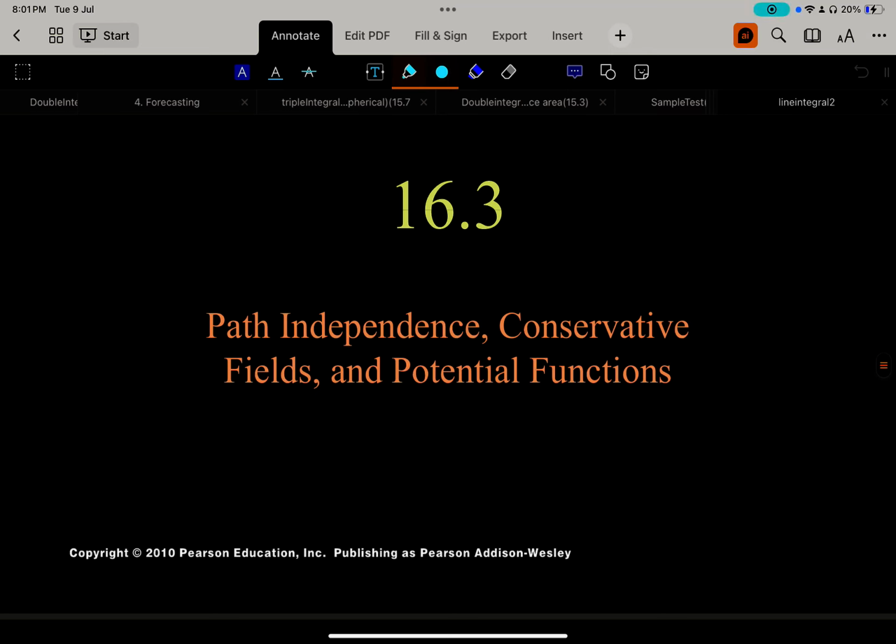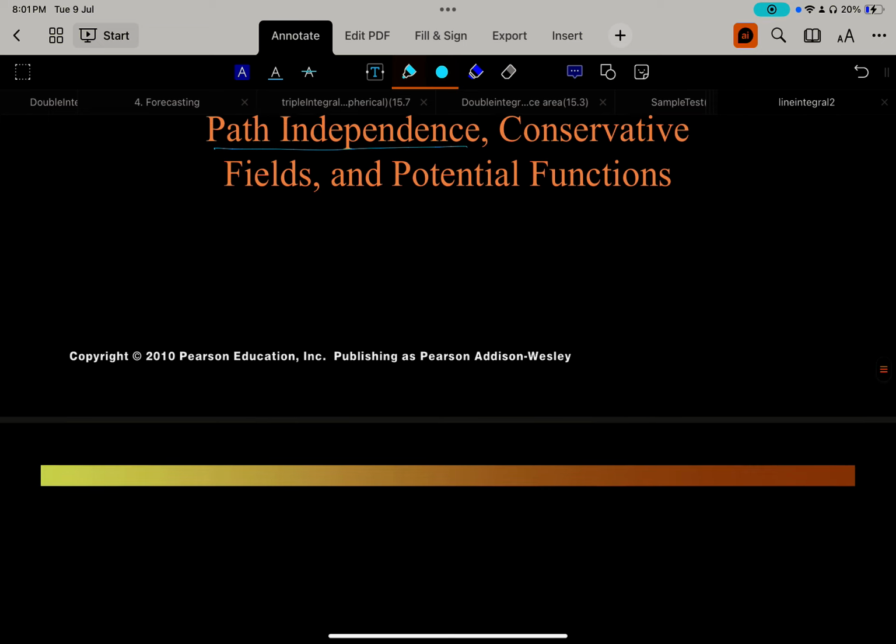Hello everyone and welcome to this video. Today we're going to discuss path independence, conservative fields and potential functions. So let's get started.